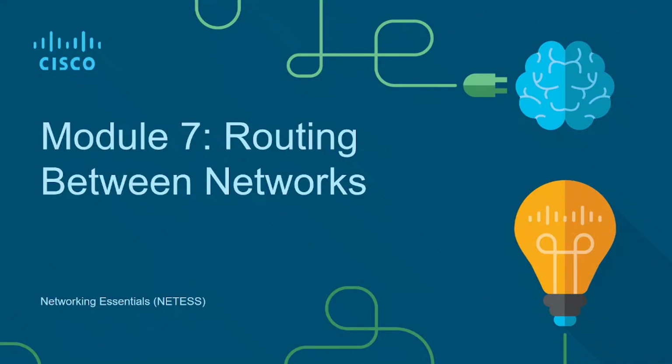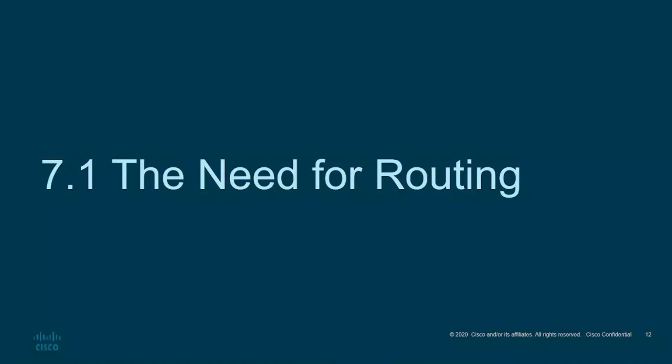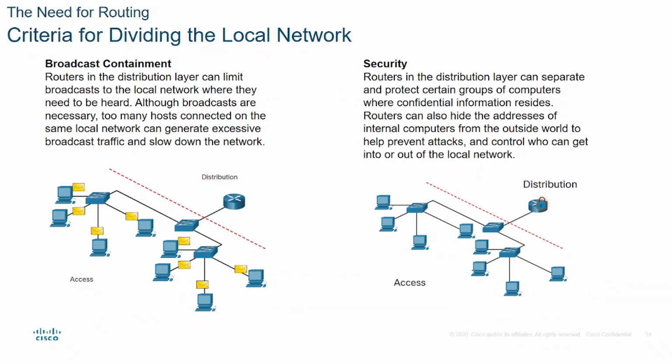All right. Module 7: routing between networks. So we understand the need for routing, the routing table, and we'll create a line. So why is routing needed? Now, the routing criteria for dividing a local network is what? Broadcast containment and security.